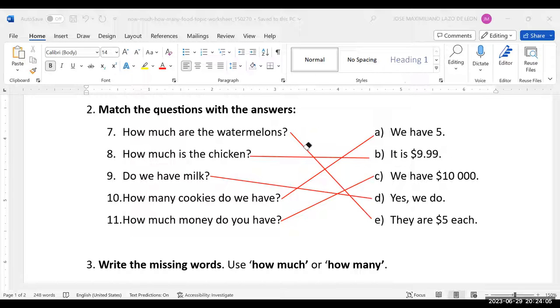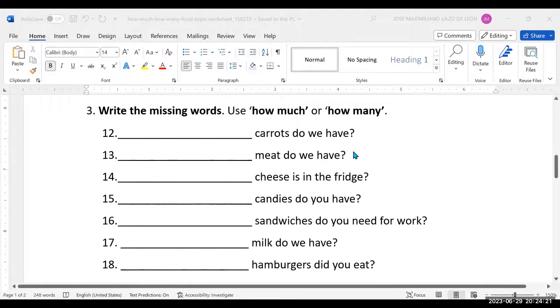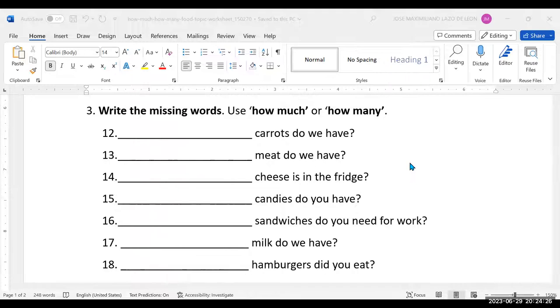Okay, I need to erase this in order to show something else. Quickly, because it's a review. Write the missing word. Use how much or how many. Just tell me. If you got the answer, tell me number 12, please. How many carrots do we have?